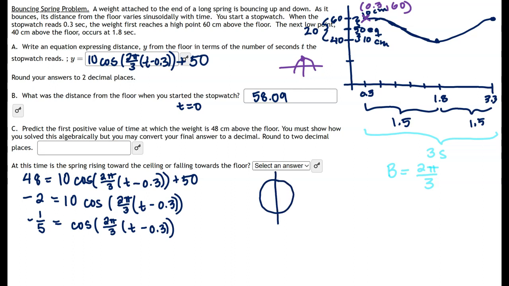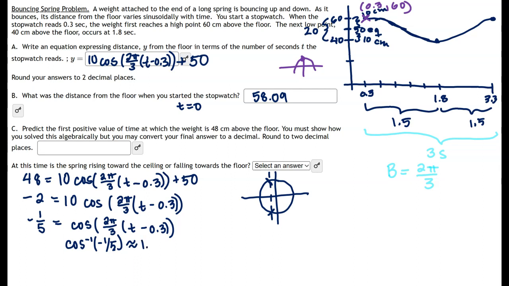So as soon as you've isolated your trig function, we're going to say that the negative 1/5 is an x value on the unit circle. So I'm looking for a point in quadrant 2 and a point in quadrant 3. And to get me one of those, I'll take an inverse cosine of negative 1/5. So that becomes a technology question since it's not a special value.